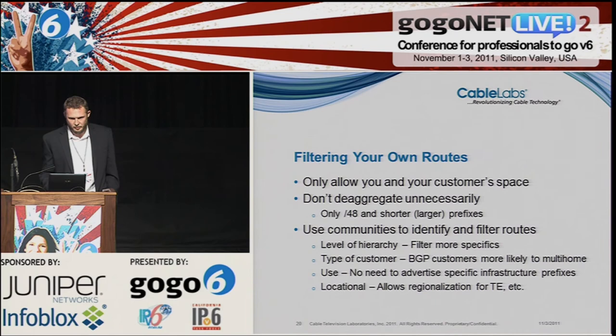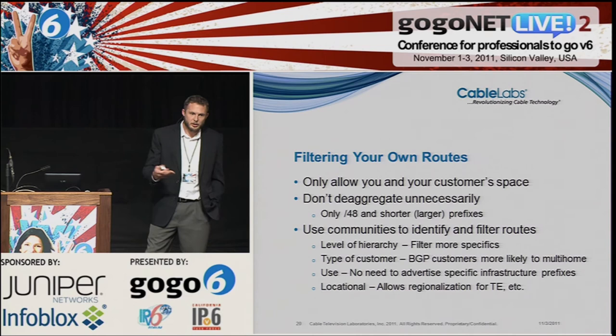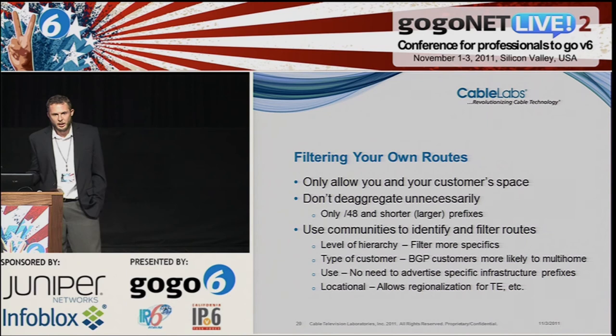And then, of course, you've got your own routes to filter. So this is fairly simple. You want to allow your routes and your customers' routes out to your peers and transit providers. You don't want to deaggregate unnecessarily, so we definitely want to keep everything shorter than a /48, so /48s and bigger, and then again, only use deaggregation as absolutely needed, right?